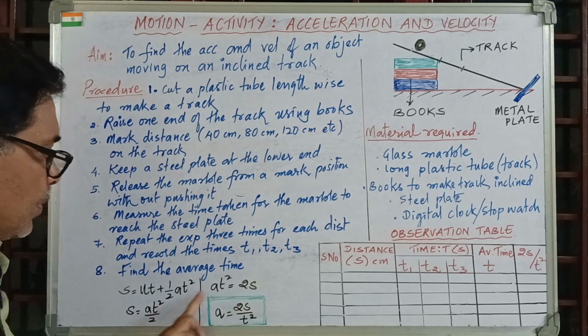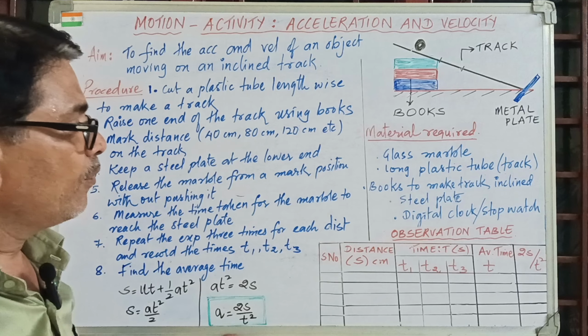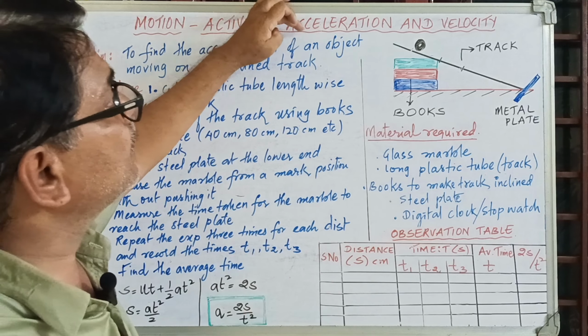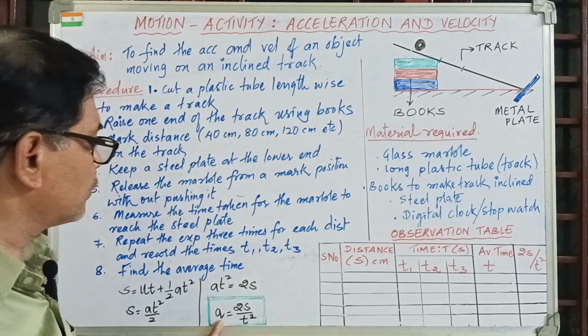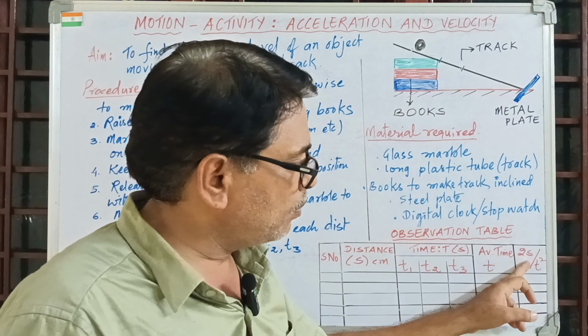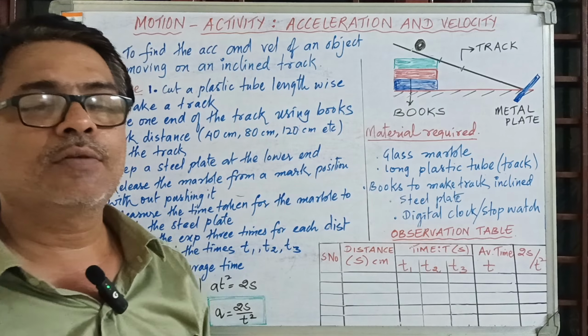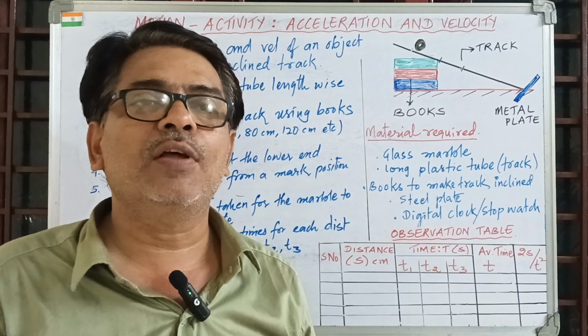Cross multiplying, you will get at square is equal to 2s. Now our activity is to find acceleration, the relationship between acceleration and velocity. Therefore, acceleration a is equal to 2s by t square. So you are going to do the same thing here. This is an activity to find the relationship between acceleration and velocity.